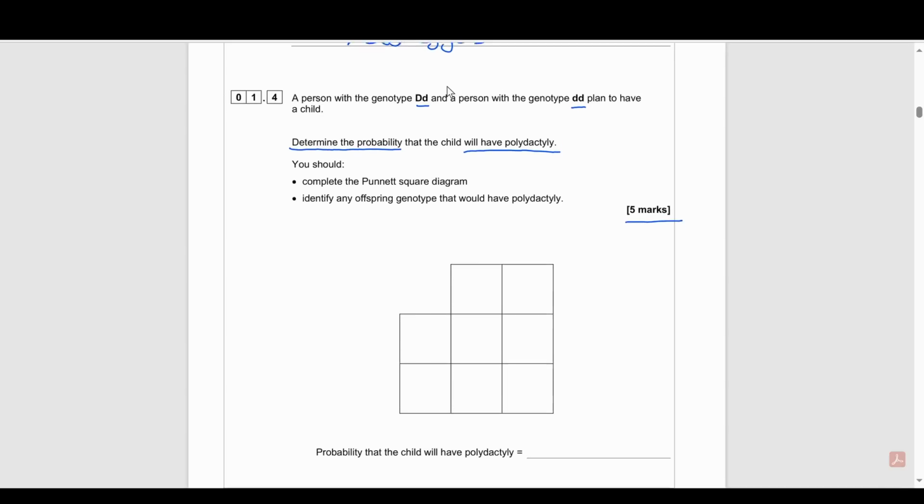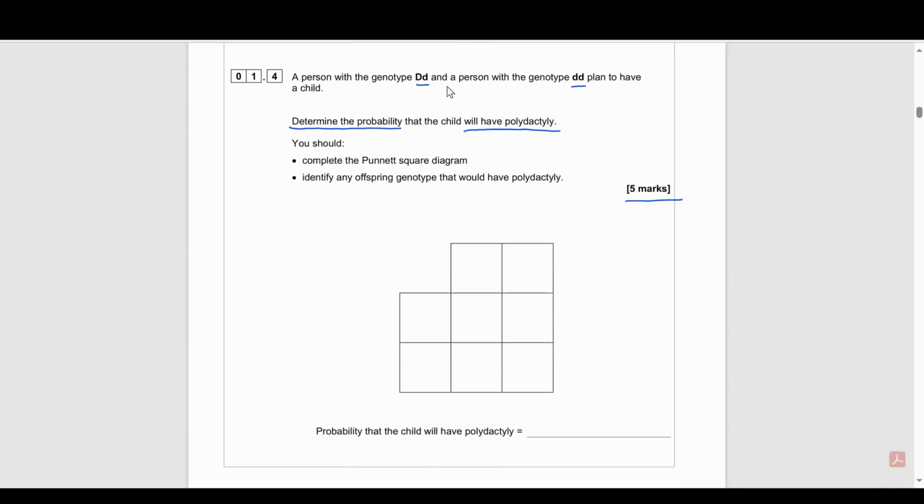So as it says, we need to complete this Punnett square right now. What we're going to do is put the first genotype at the top here and the second genotype on the side here. So the first genotype that we're using is capital D lowercase d.